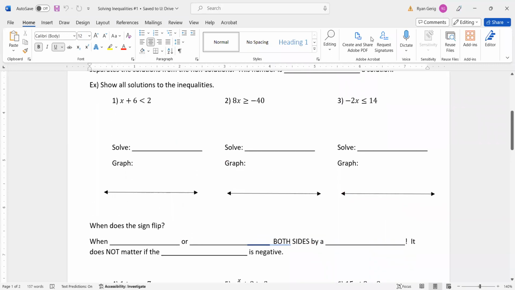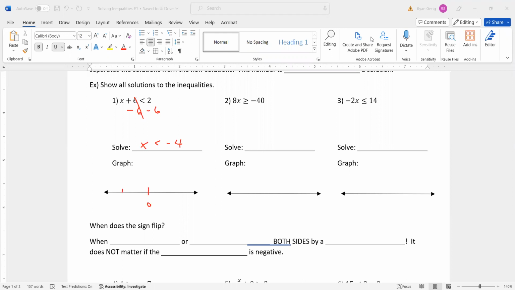To show all the solutions to the inequalities, the good news is you're doing the exact same thing you did with equations. You're getting the variable by itself. That's it. But the interpretation at the end is what changes. So x is less than -4. Again, that's not the solution. That is the boundary. So I'm going to graph this.